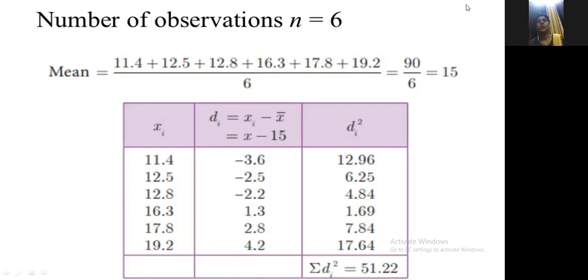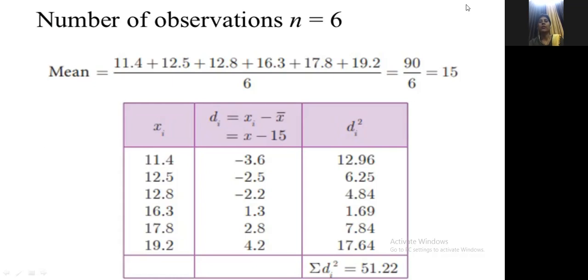So let's start finding the deviations now. Here the first column shows the given values of the data set, that is xi. And in the second column you can see the deviations. What is deviation? Deviation is the difference of the data set values from the mean. So xi minus x bar. So we started calculating the difference from 15. On calculating this difference, we found the values as minus 3.6, minus 2.5, minus 2.2, and 1.3, 2.8, 4.2.